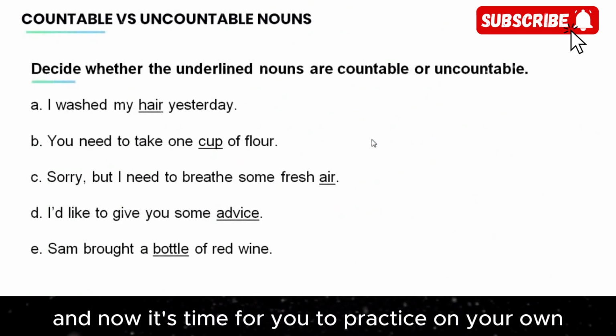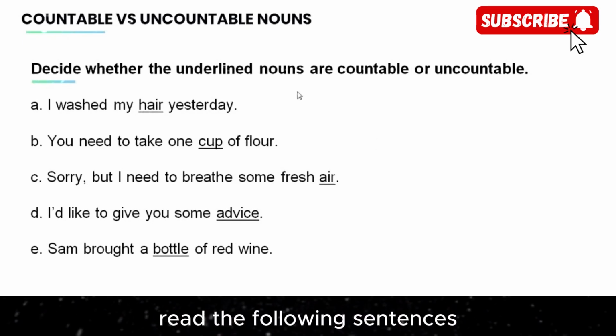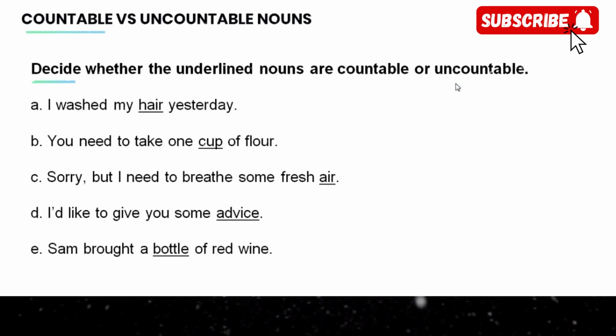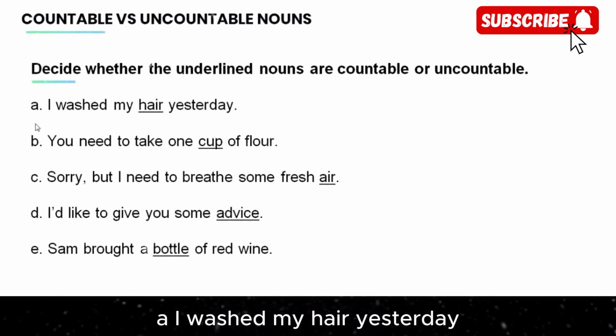And now it's time for you to practice on your own. Read the following sentences and decide whether the underlined nouns are countable or uncountable. A. I washed my hair yesterday.